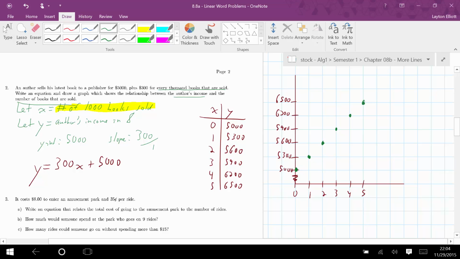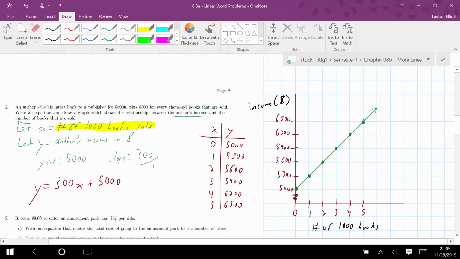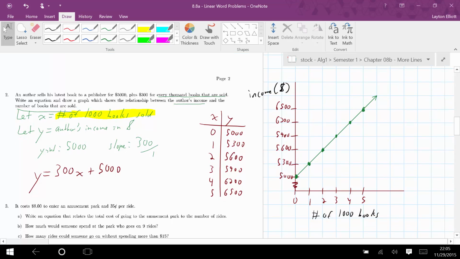Oops. You can go ahead and label your axes now, because you don't want to leave it like this. We need a label. So I'm going to label the x-axis number of 1,000 books, and the y-axis will be income in dollars. And that little chart just tells you if you sell that many 1,000 books, how much money you can be expected to get paid.